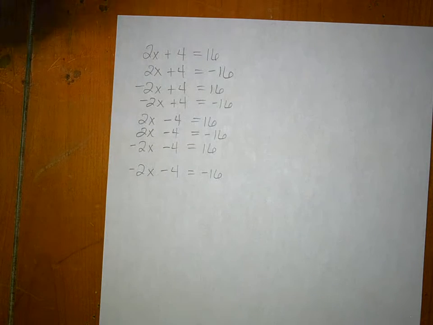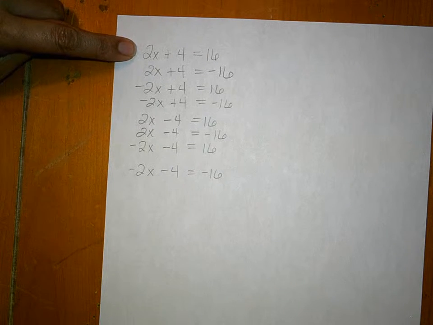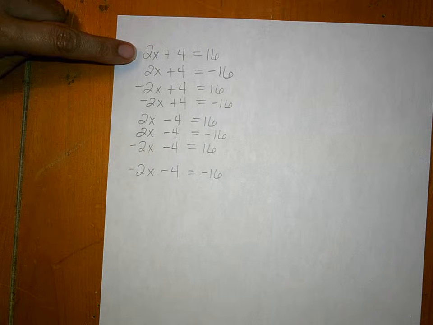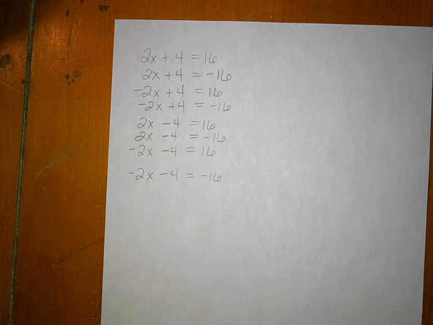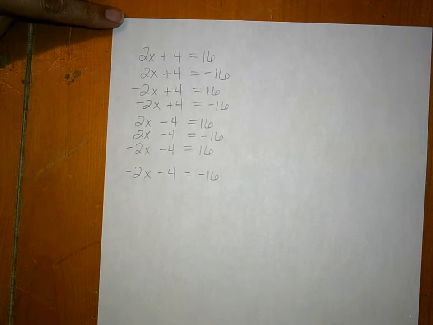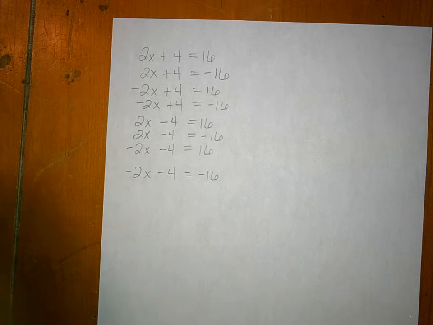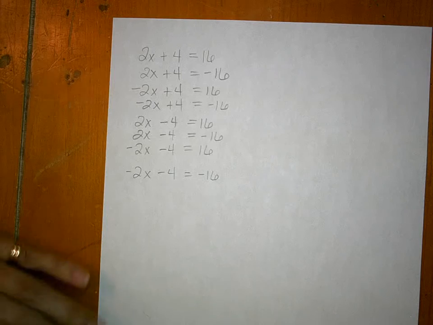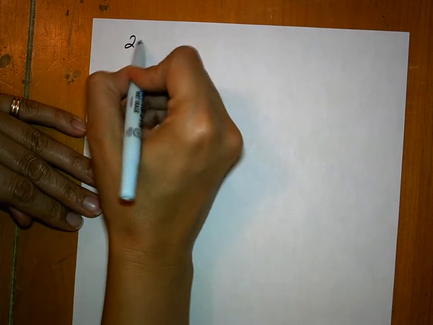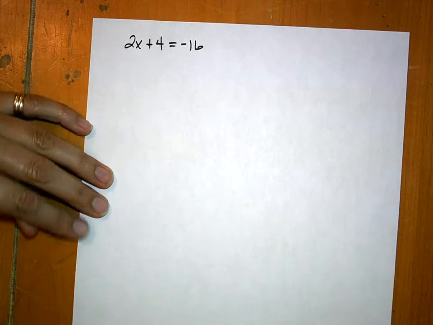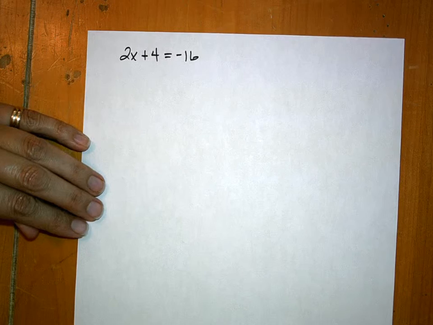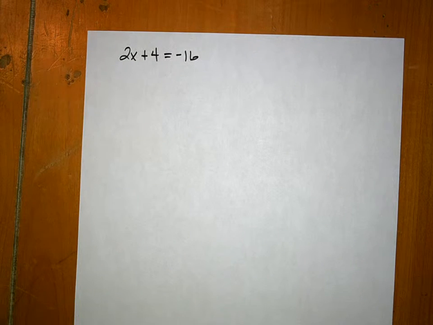Okay, the first video I showed you was a simple two-step equation with all positive numbers. So we're going to run through how it looks different when you have negatives in different positions and why it changes the answer to your equation. Okay, so the next one that we're going to do is 2x plus 4 equals negative 16. Having a negative 16 is going to change the answer to the problem. It will not be the same as our previous one.